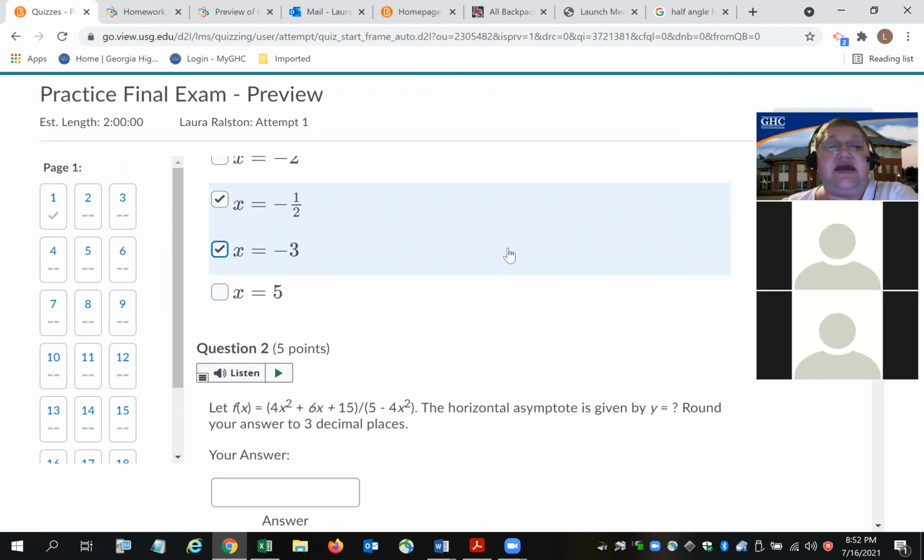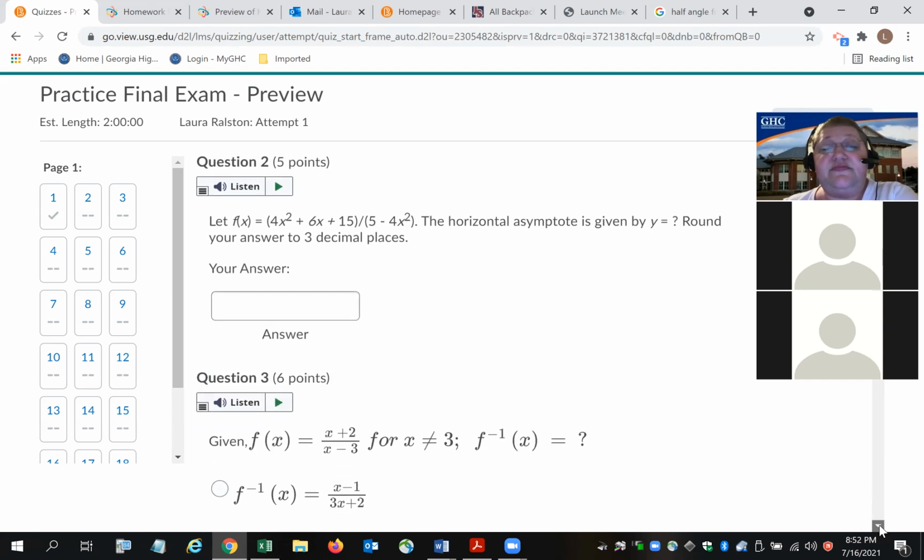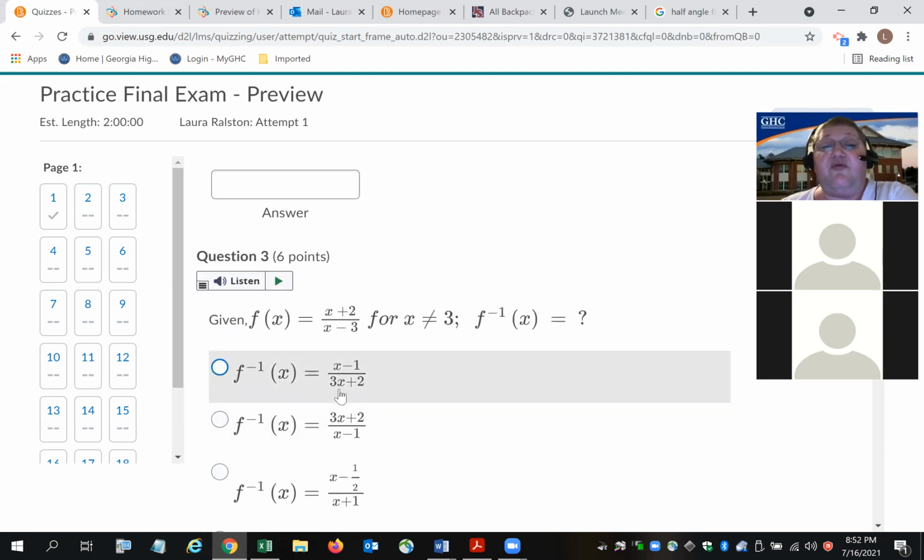Okay, the next one asks you about finding horizontal asymptotes. Remember, there were 3 guidelines. You may want to make sure you have those written down. Okay, what about finding the F inverse with this fraction? I think a lot of folks miss this question as well. Are y'all good, or do you need to see it?